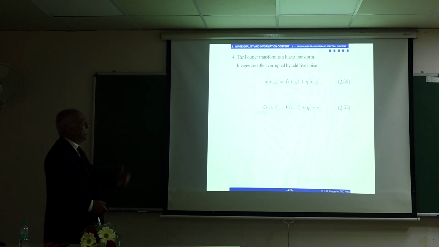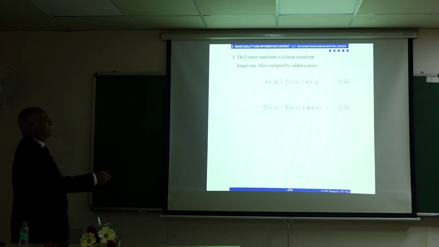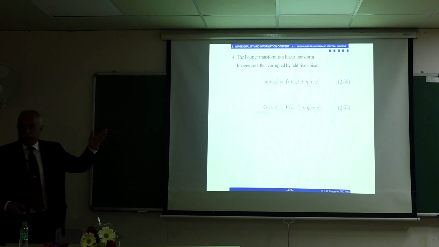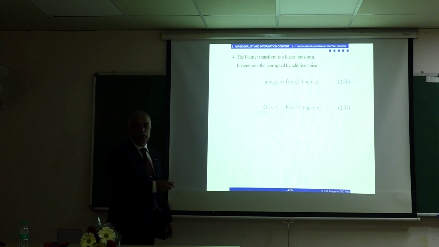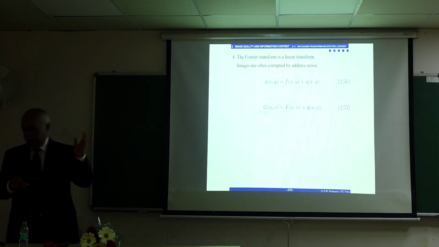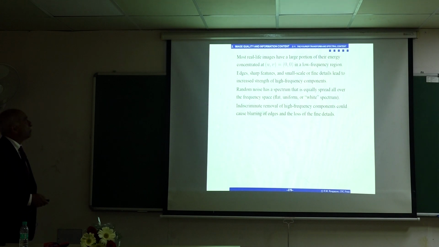The Fourier transform is linear. If you have an image g(x,y) as a linear combination f(x,y) plus eta(x,y), where eta(x,y) is noise perhaps, then G(u,v) is F(u,v) plus eta(u,v). That's true in all dimensions.